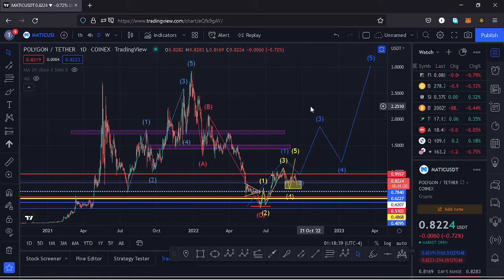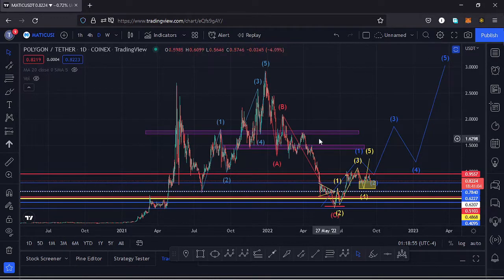Welcome back to TeshKidFX for another price prediction update, and in this video I'll be giving you a price prediction update on Polygon Matic, whose current price stands at the $0.8224 mark, and here on TradingView the market is down by 0.72%.